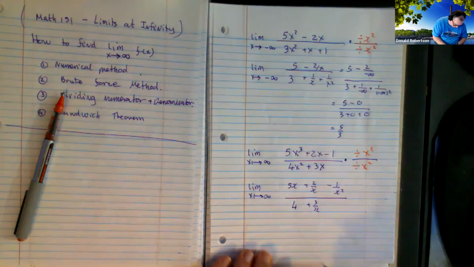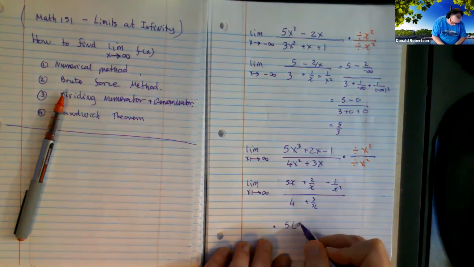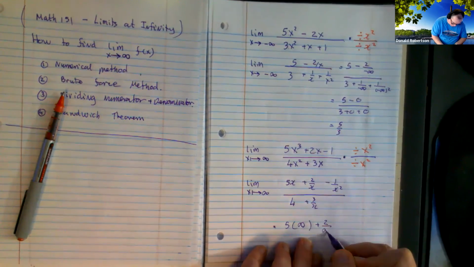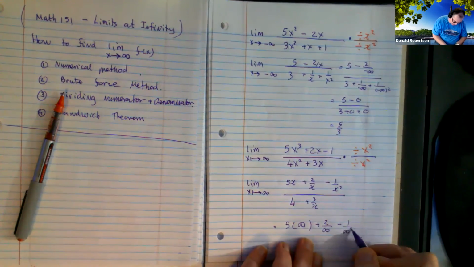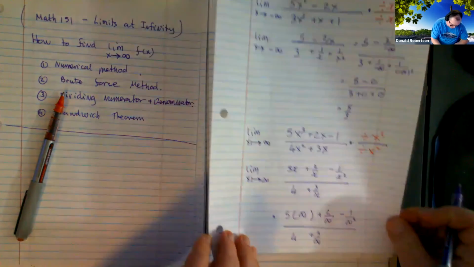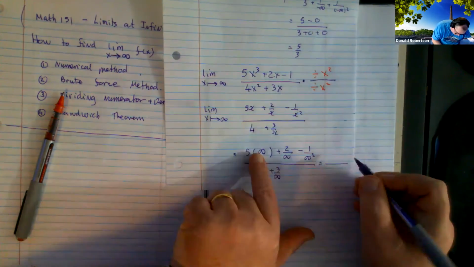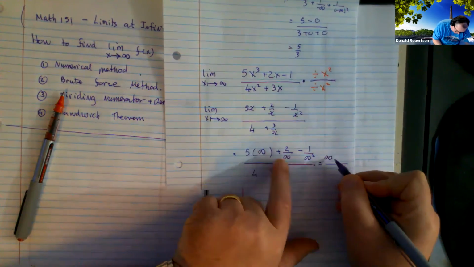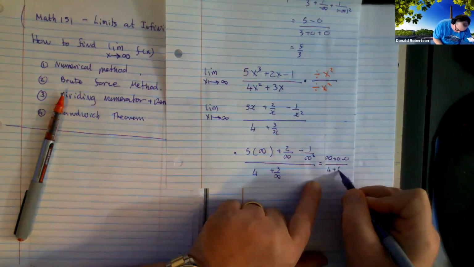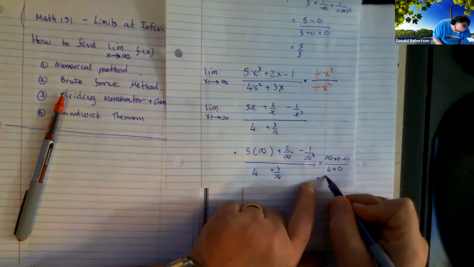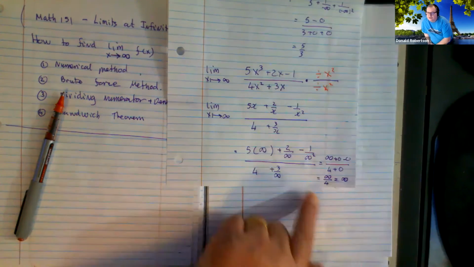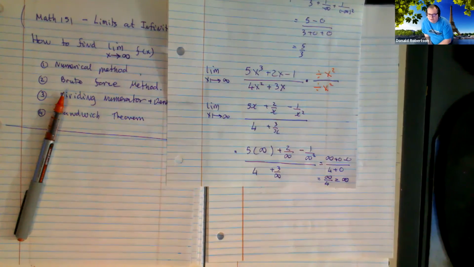And let's put in infinity then. 5 times infinity plus 2 over infinity. Take away 1 over infinity squared. And 4 plus 3 over infinity. 5 times infinity is infinity. Add a 0, take away a 0. 4 plus 0. Everything in the top is still infinite, and you've got a 4 on the bottom. Would you agree that infinity divided by 4 is still infinite? And that's your answer: infinity, plus infinity, to be precise.